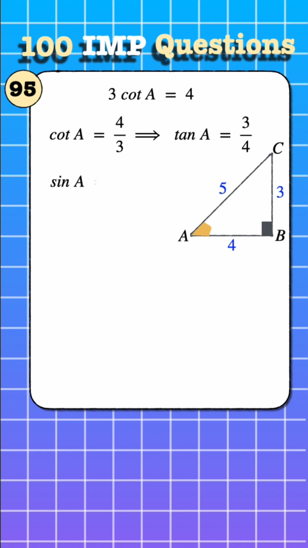Let's start with sin. ठीक है, sin A opposite upon hypotenuse, BC upon AC 3 by 5. Cos A adjacent upon hypotenuse, AB upon AC 4 by 5.